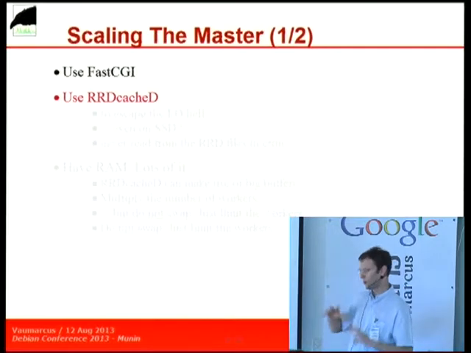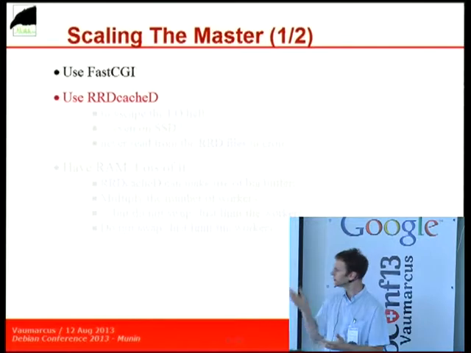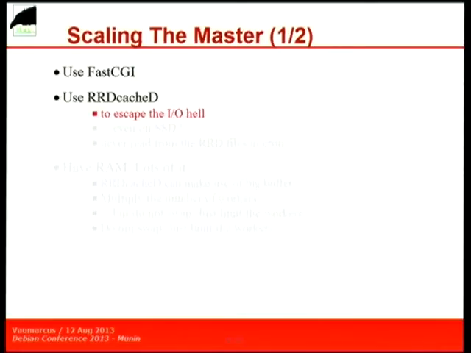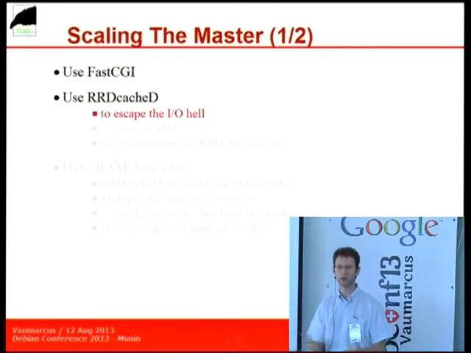The people of RRD are well aware of it, and they even designed RRDcached, which is specially designed to make this random IO buffered and make it like normal IO. There is a slide, you can Google it, called "RRDcached: escape the IO hell." It's really well described, and helps to understand what's behind RRDcached.